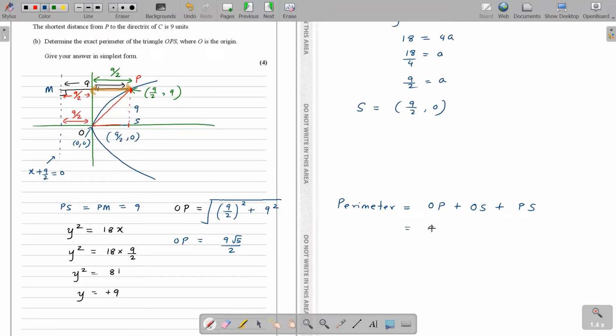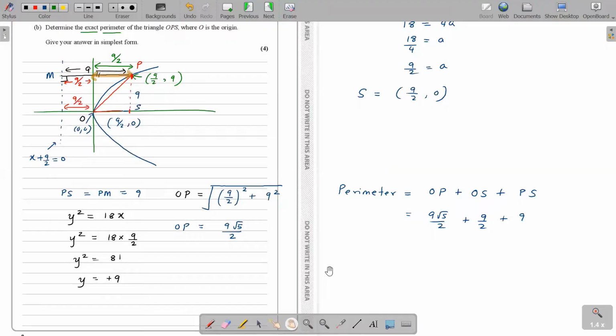OP is equal to 9 root 5/2. OS is 9/2. PS is 9. So add all the three units, and they do tell you here very clearly to determine the exact perimeter. Can you see? Exact perimeter, which means you do not give decimals, you give your answer in surd form.